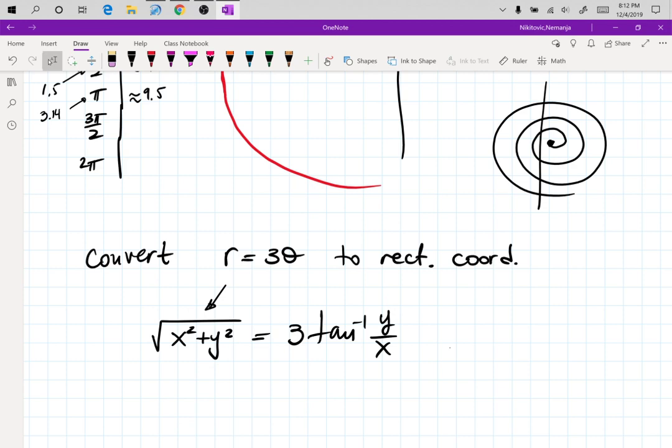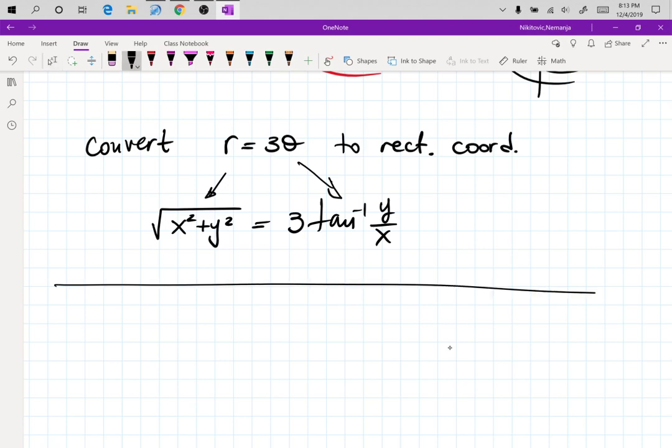So this is what we have, and this is the reason why we want to learn both systems, right? I would rather deal with r equals 3 theta than with this line here with all of this mess in there.